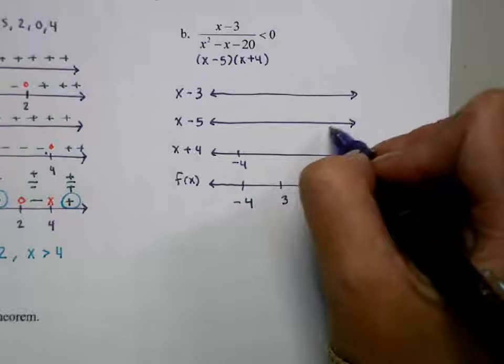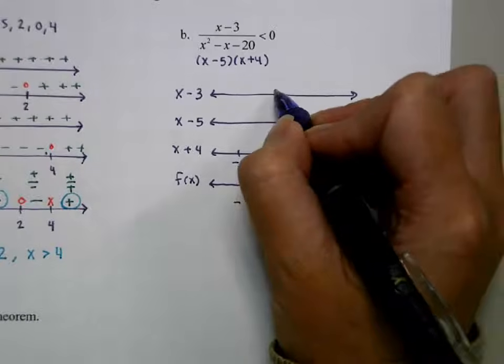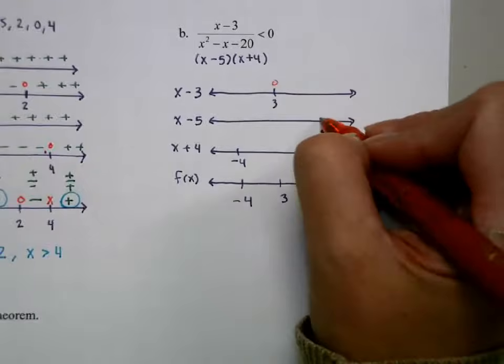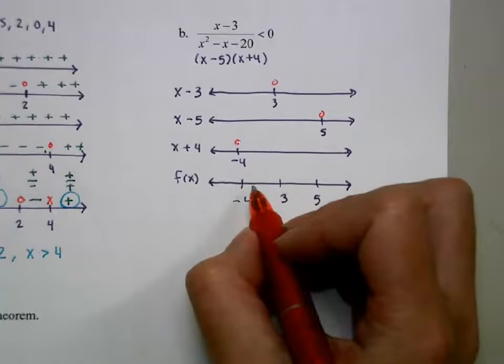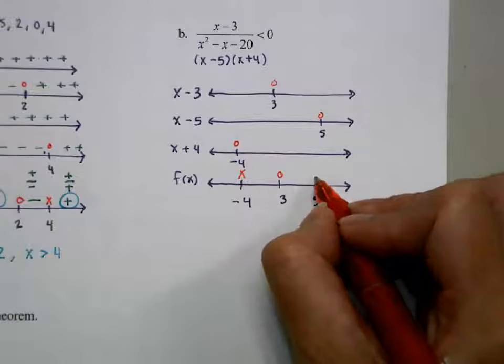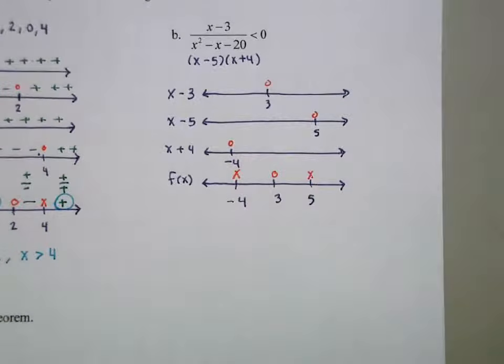Okay. On this one, -4 is not included, 3 is 0, 5 is undefined. So I put that there to make sure we're good to go. These are all going to go from negative to positive. I didn't do anything clever here.